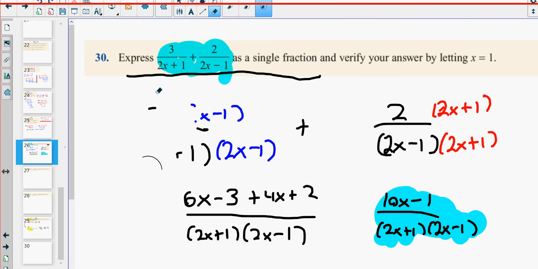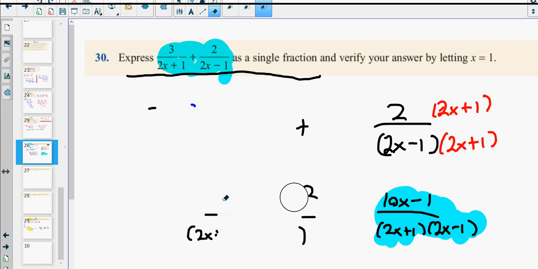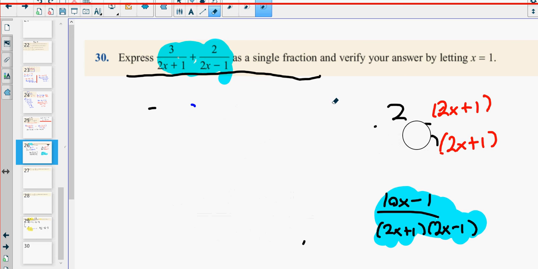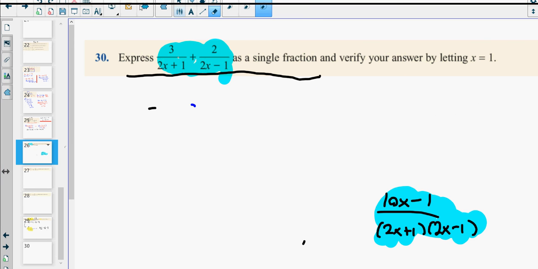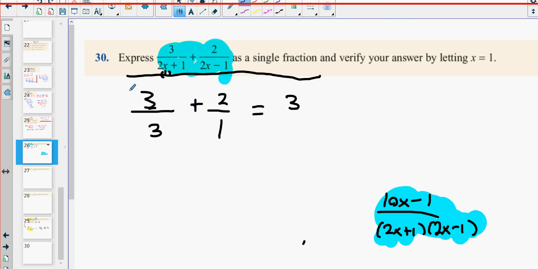So I'm going to replace x with 1. I'm going to see what happens to both answers. Okay, so we're going to have 3 on the top. Now, 2 times 1 plus 1, 3. Plus 2. 2 times 1 minus 1. The answer there is going to be 3. 3 over 3 is 1. 1 plus 2. 1 plus 2. Good man.